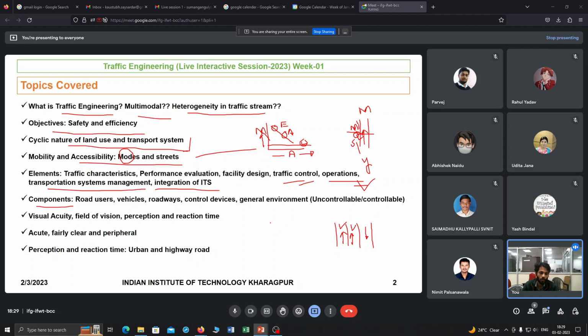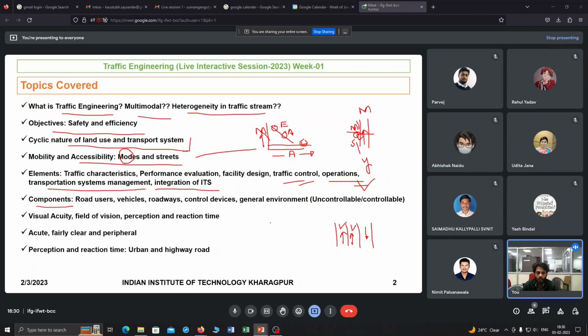Then there is the environment. Traffic may be influenced by the environment. Suppose, as you already know, in winter there are fogs and many accidents occur due to visibility problems. It is general environment only, but it is affecting our traffic operations. So it is also another component. It is not a primary component, but nowadays it is also included as a component.